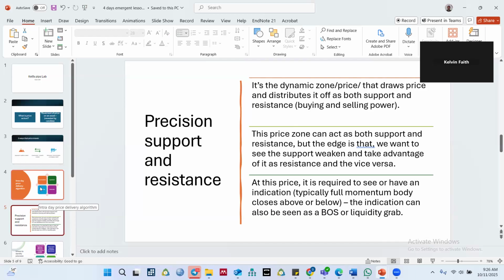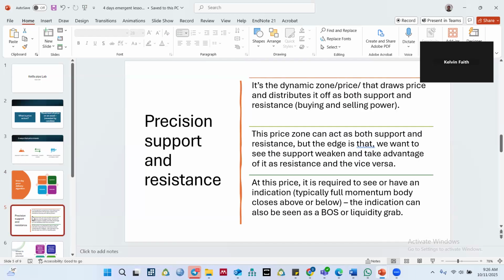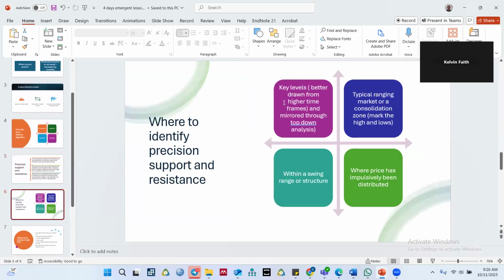Where can we find precision support resistance? Normally, like I said already, we can find it around key levels. It's better to view this from a top-down analysis perspective, where you start from the higher time frame, mapping that, and then if you are framing a setup, you can refine to the lower time frames.